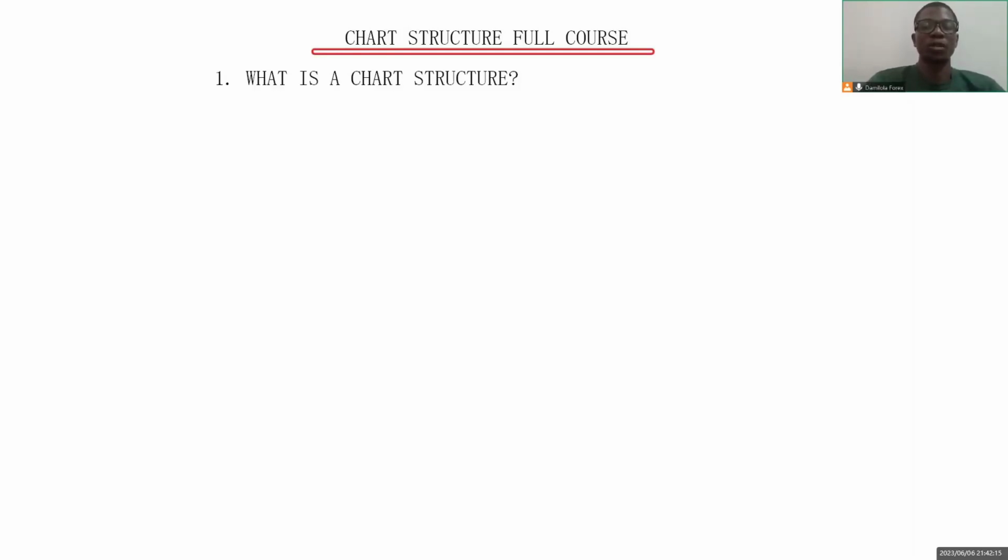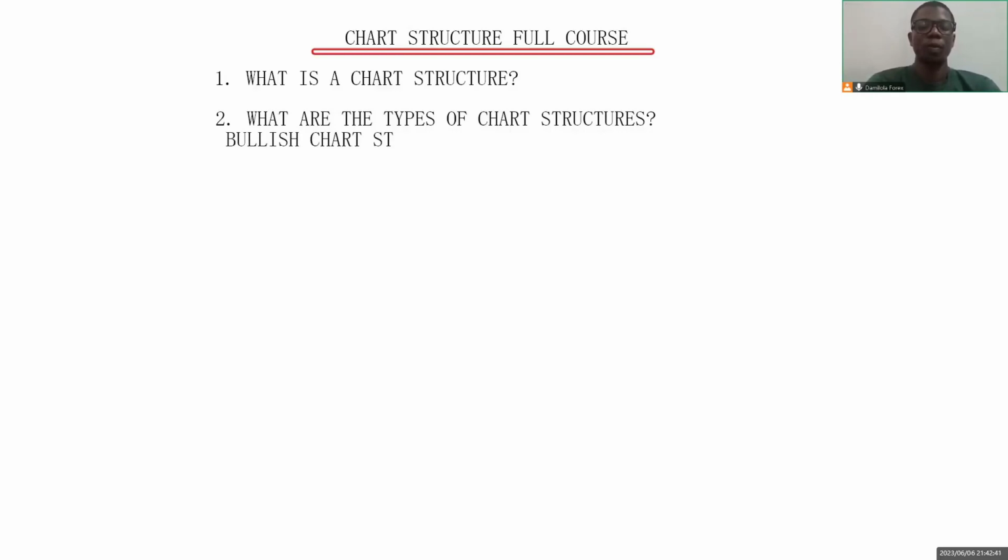Okay, so the next point is, what are the types of chart structures? The types of chart structures we have are the bullish and the bearish chart structures. So let's go ahead and write that down. We have the bullish chart structure, and we also have the bearish chart structure.